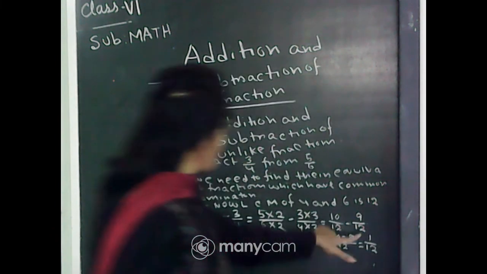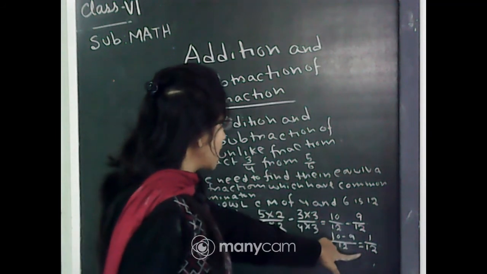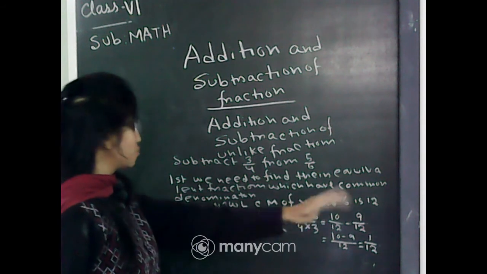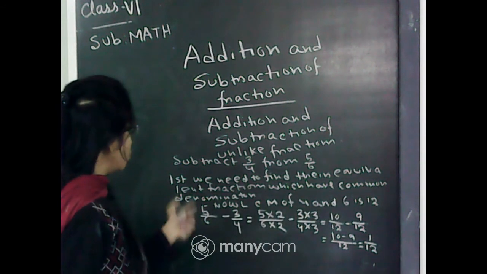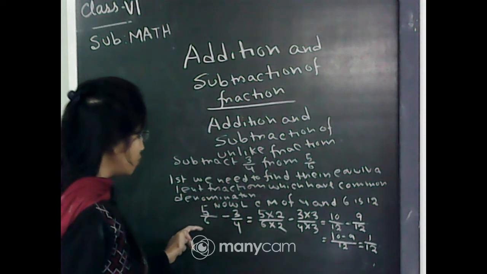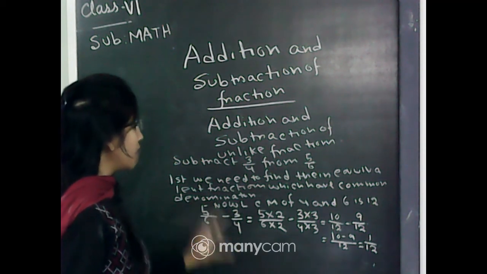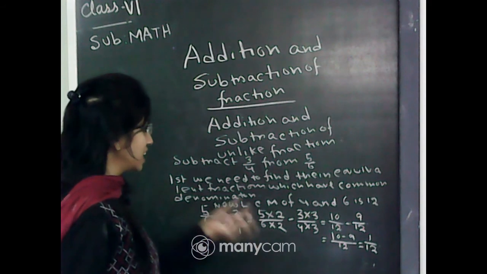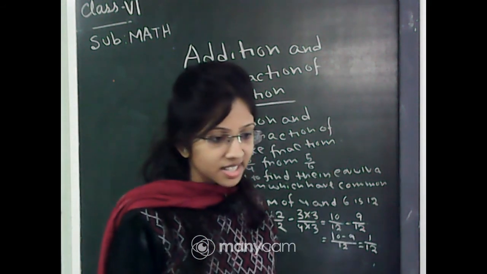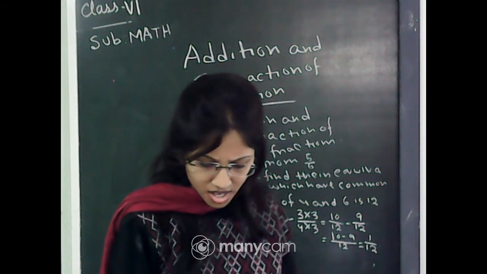And this is equal to 1 divided by 12. LCM of 4 and 6 is 12. Therefore, to make the denominator 12, we multiply this fraction by 2 and this fraction by 3. And therefore, we get the result 1 divided by 12. Understand? Next.